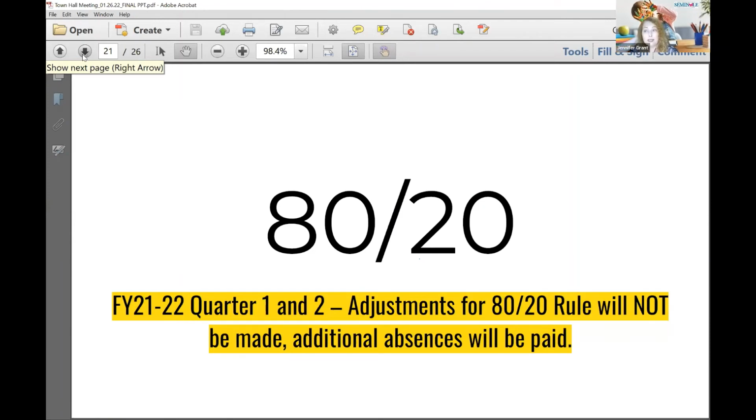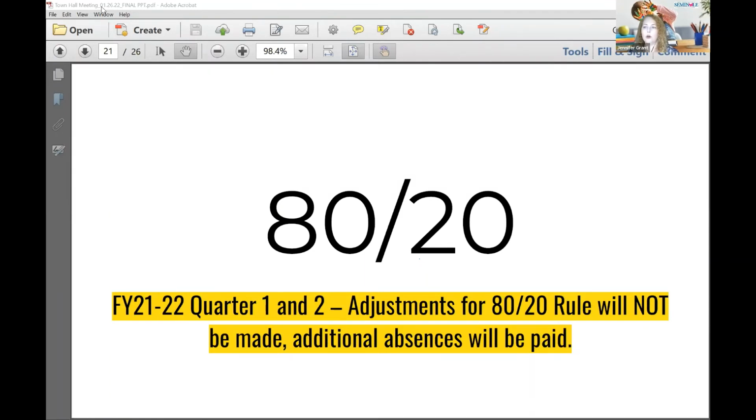We just got information from the state this week that for quarter 1, so that's July, August, September, and quarter 2, October, November, and December, we will not be doing that 80-20 rule adjustment. Meaning, if we withheld absences and we would give you absences for the 80-20, what we're actually going to do is pull a report and pay you for those extra COVID-related absences.